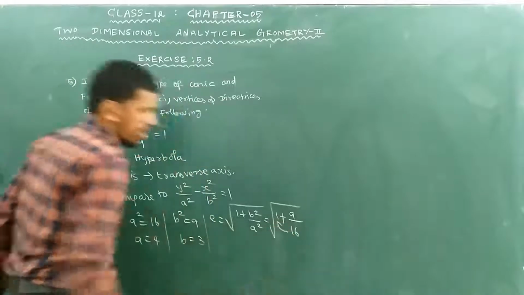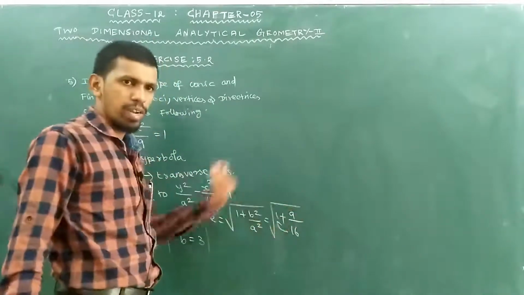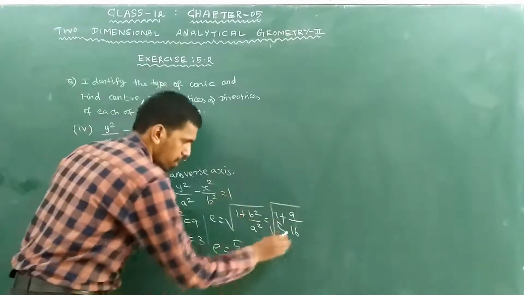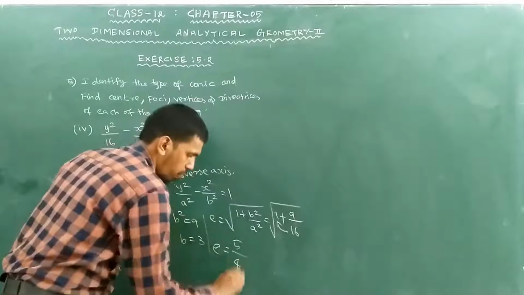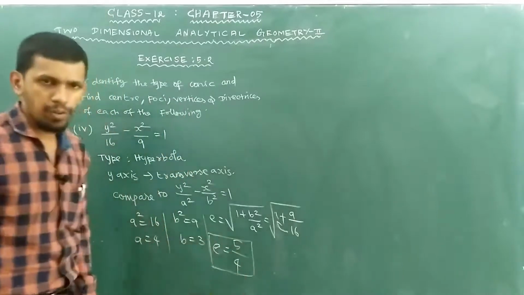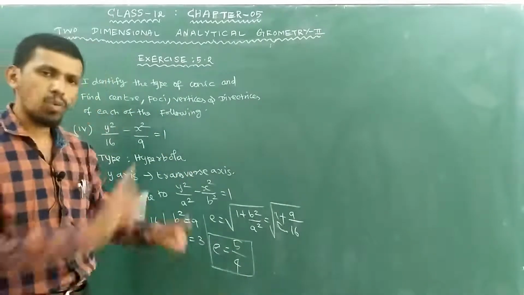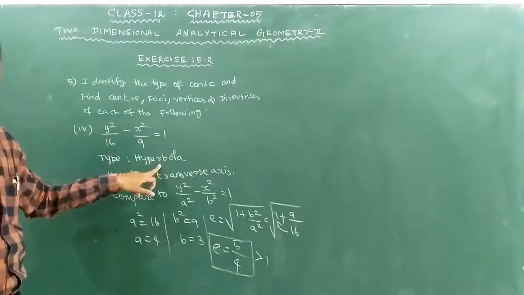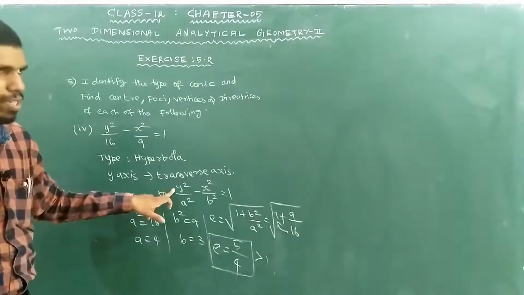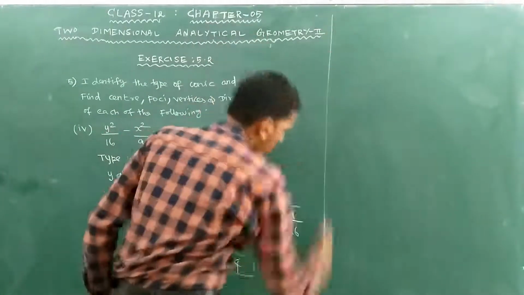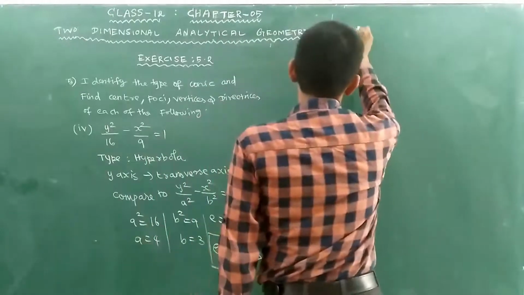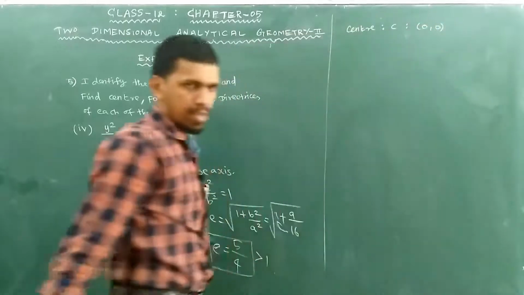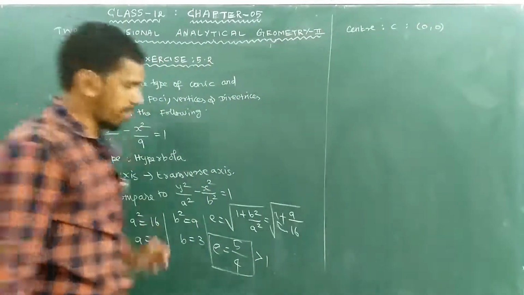Take LCM: 16 plus 9 is 25. Square root of 25 is 5, divided by square root of 16, which is 4. So e is 5 by 4. Is it greater than 1 or less than 1? It is greater than 1. So it is a hyperbola. From the equation, we can see the center is 0, 0.